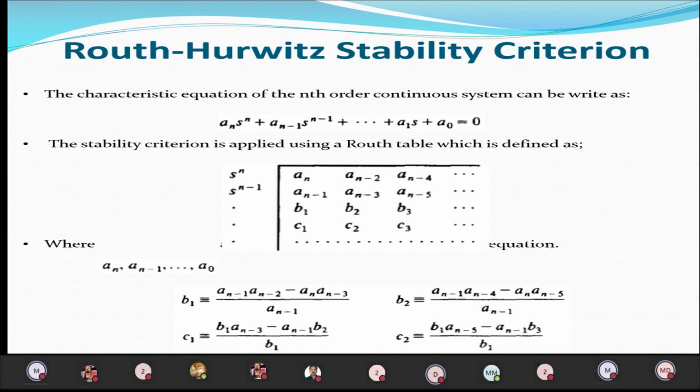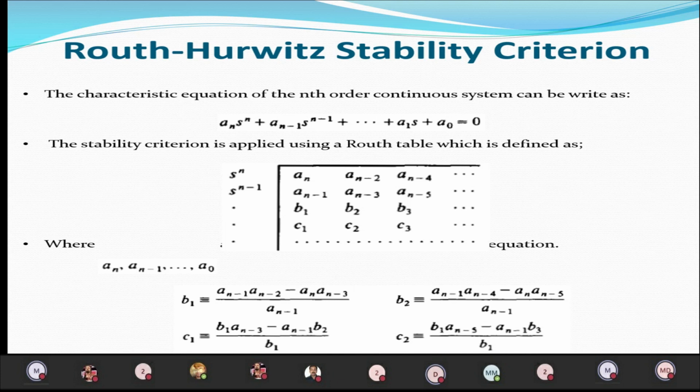So that coefficient will be a_(n-2). Similarly, the next will be a_(n-4), which is written as the third element of the first row. Similarly, the next decreasing power will be s power n minus 1, and its coefficient is a_(n-1).